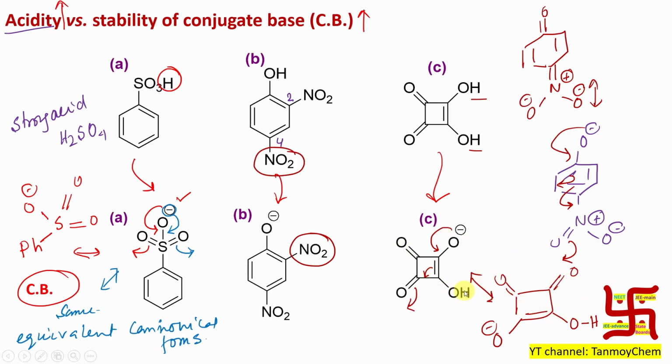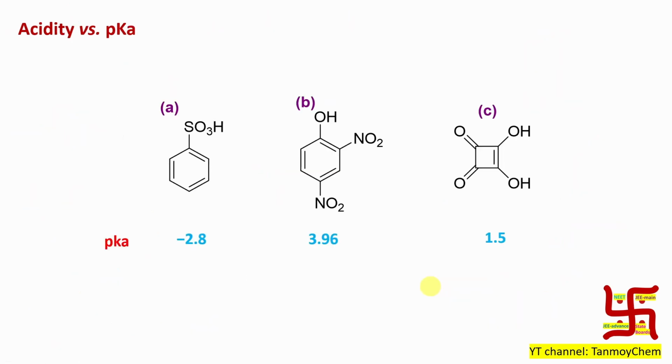So what does it mean? The negative charge is delocalized efficiently, so it is stabilized. So that's why this squaric acid is also a significantly stronger acid. Now let's look at their acidity versus pKa. So this sulfonic acid's pKa is minus 2.8. So you may understand how much stronger an acid it is. Its acidity is like inorganic acids.